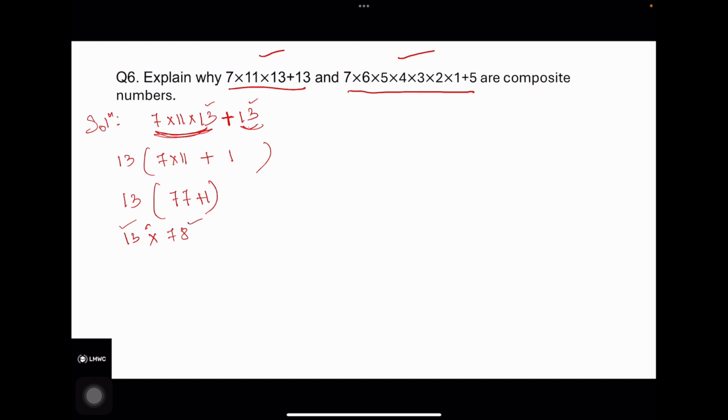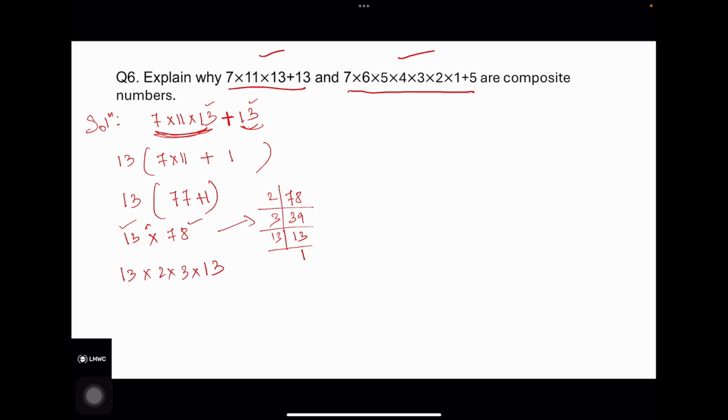So this 78, I have to express as a product of primes. So for 78, I am going to take the product of primes by using the prime factorization method. 2 times 39 is 78, 3 times 13 is 39, and 13 times 1 is 13, which means 78 I can write as 2 times 3 times 13. So therefore, 13 times 2 times 3 times 13.